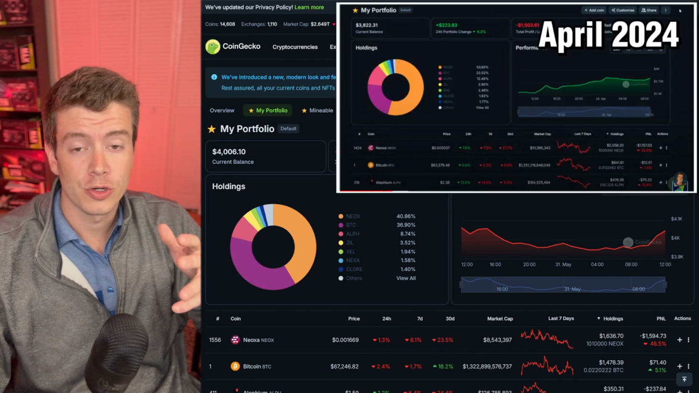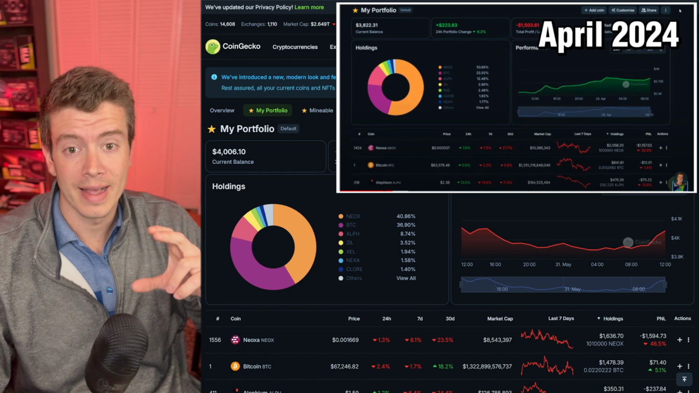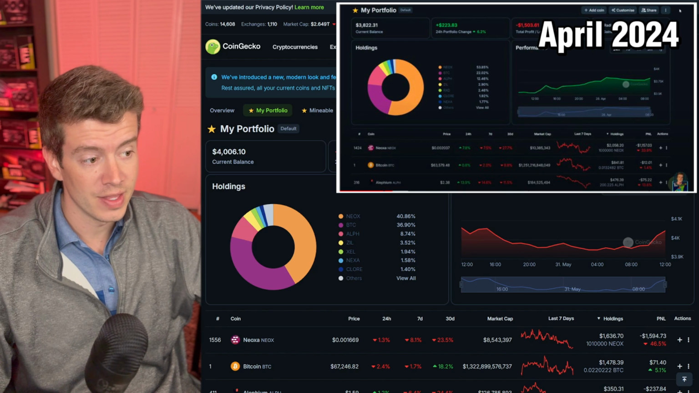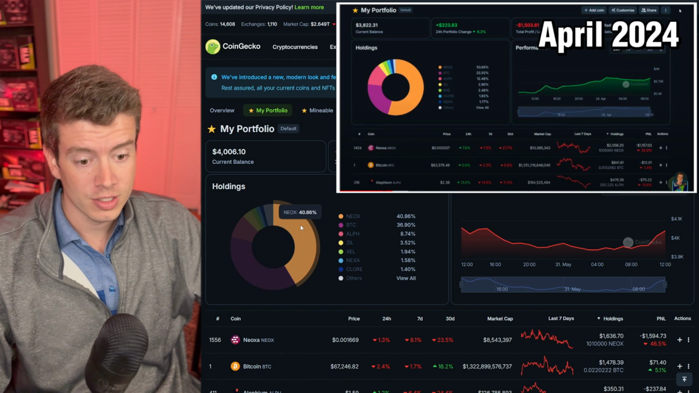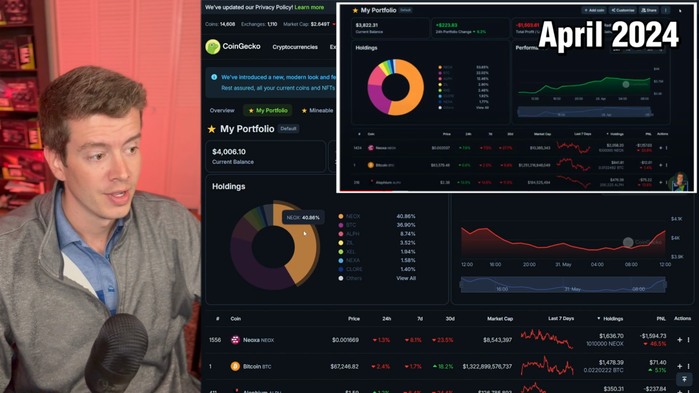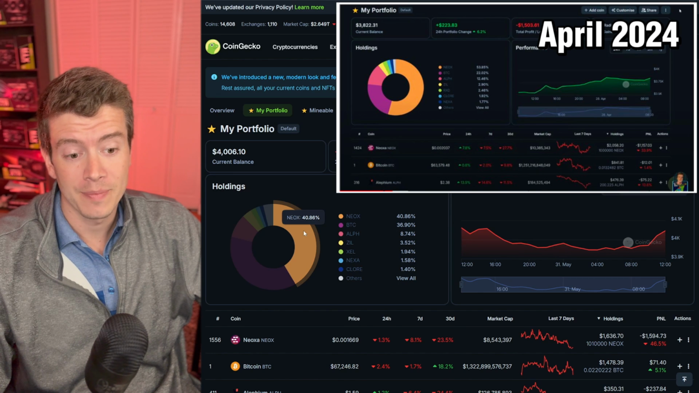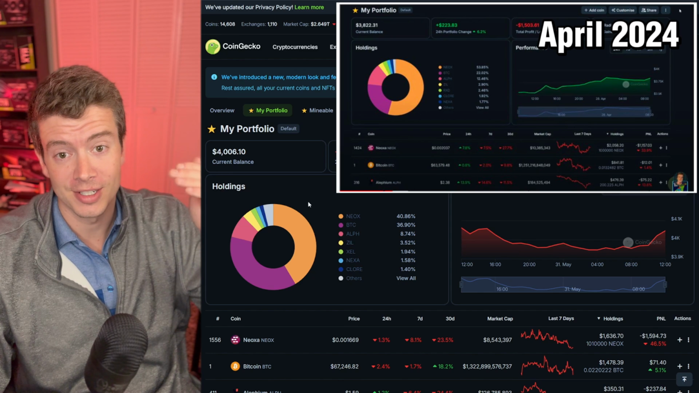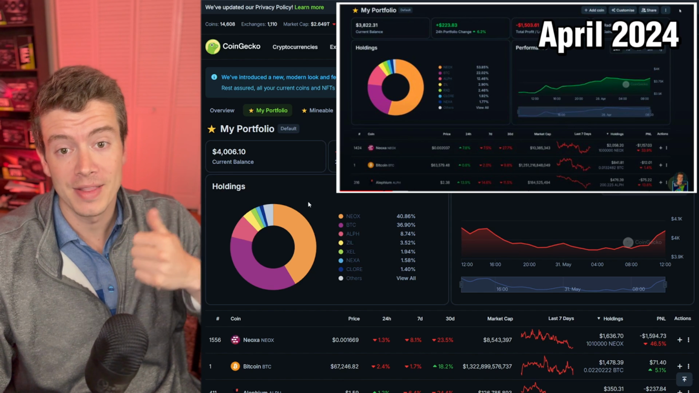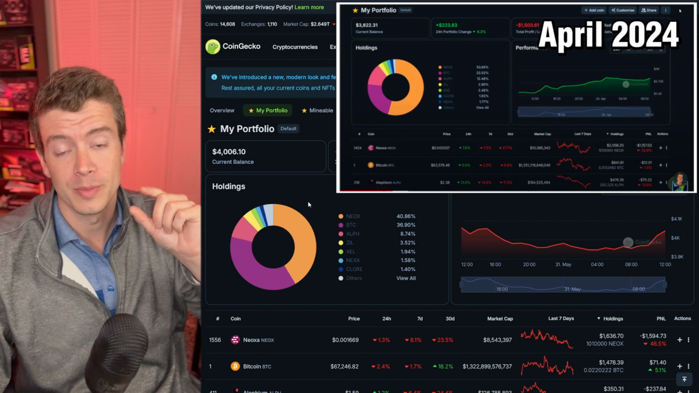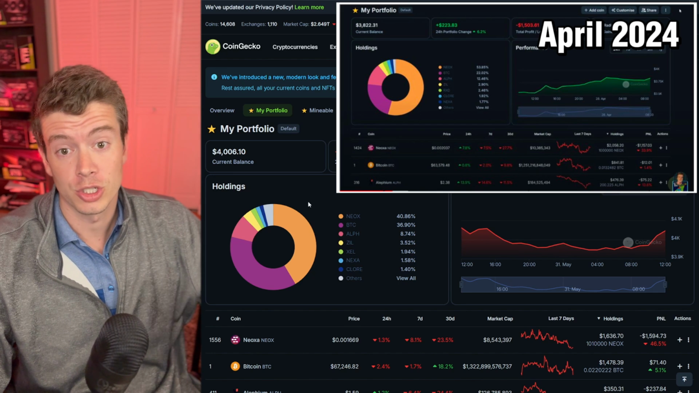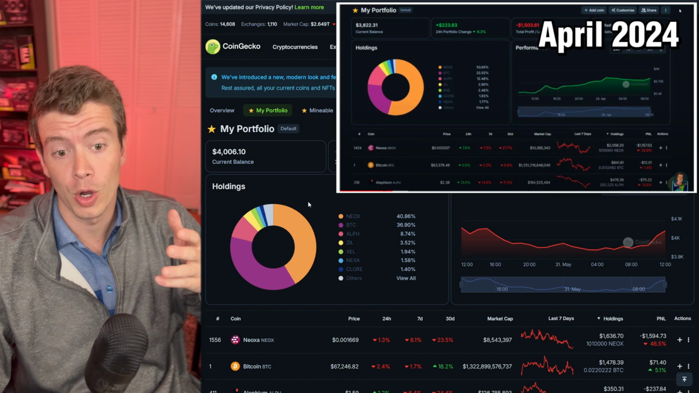I'll pop up on screen what my portfolio looked like last month. The first big change you'll notice in the pie graph is that Neoxa is down to 40% from 53.5%. And that's a continuing trend from month to month as Neoxa tanks in price. And as I mine these other coins, Neoxa is gonna get to be a smaller and smaller portion of my portfolio, which is good. I don't need a coin that small being a large portion of my portfolio.